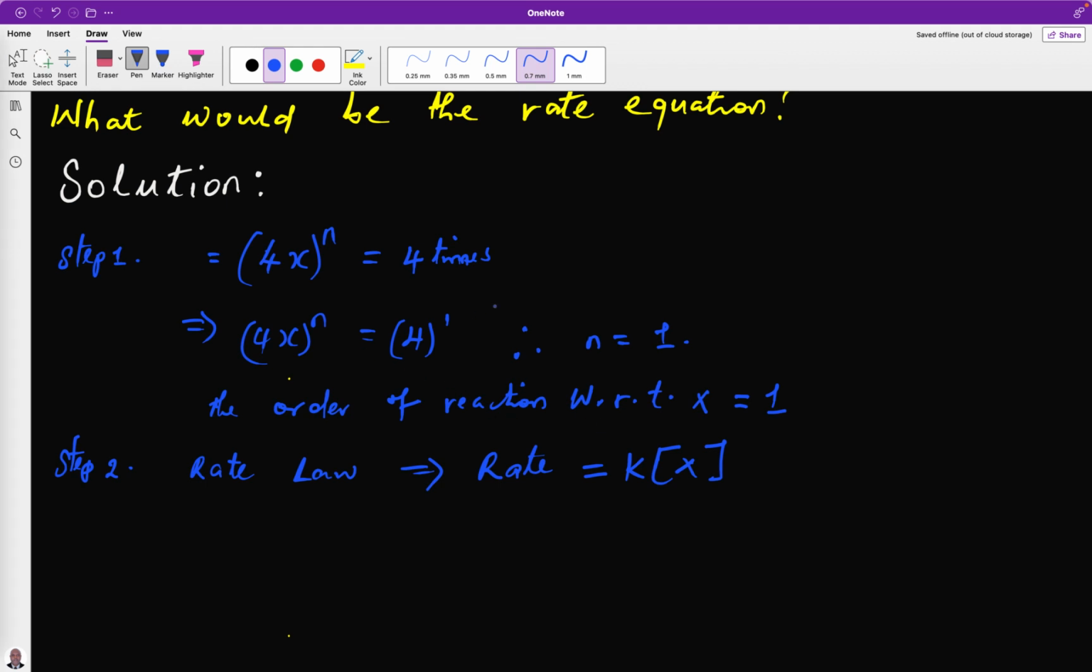Now, we don't know the order of reaction. Solving our indices, n is equals to 1. So the order of reaction with respect to x is 1. In writing our rate law, it will be k into the concentration of x, because x has an order of 1.